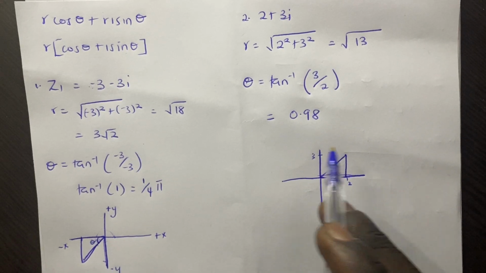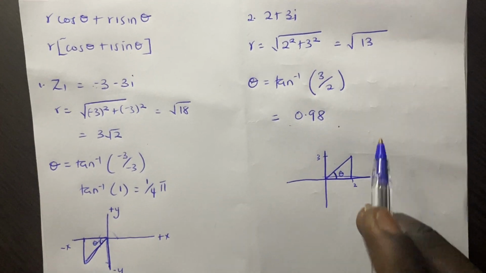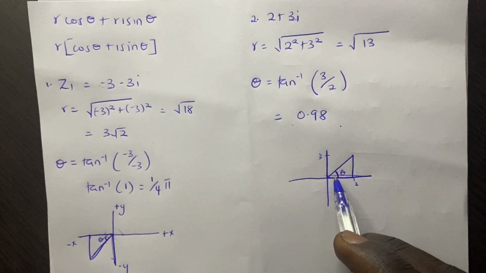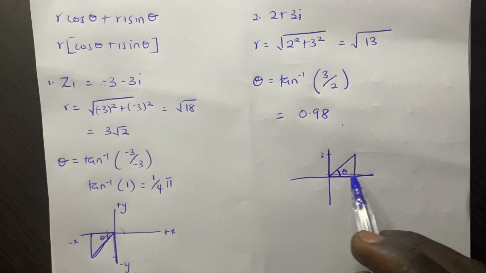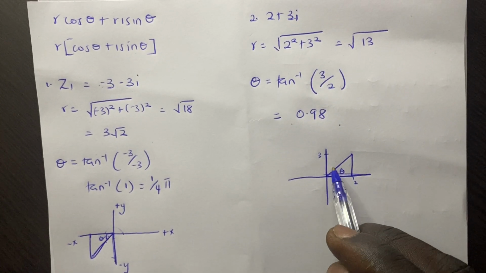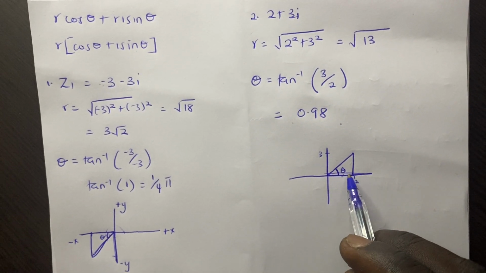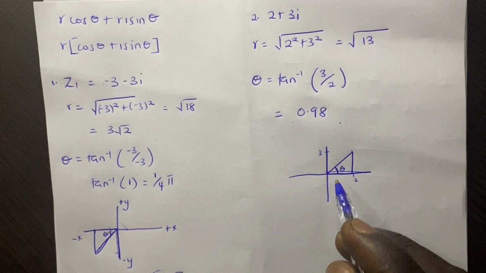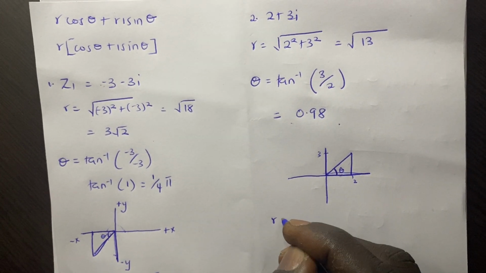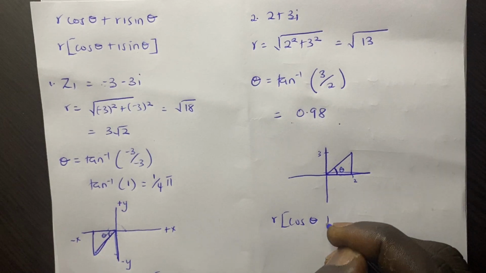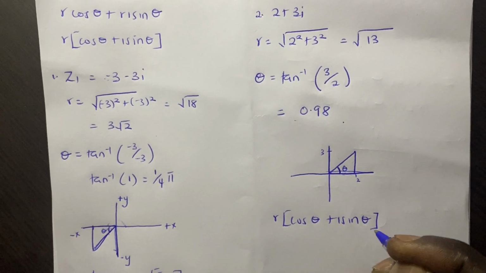So when we found theta, it gave us 0.98. So it means that unlike the first one, we are not going to add or subtract anything from it, because theta has been made with the positive x-axis and is going to remain the same. So if you want to write the polar form of that, r times cos theta plus i sin theta, we just have to insert it in.